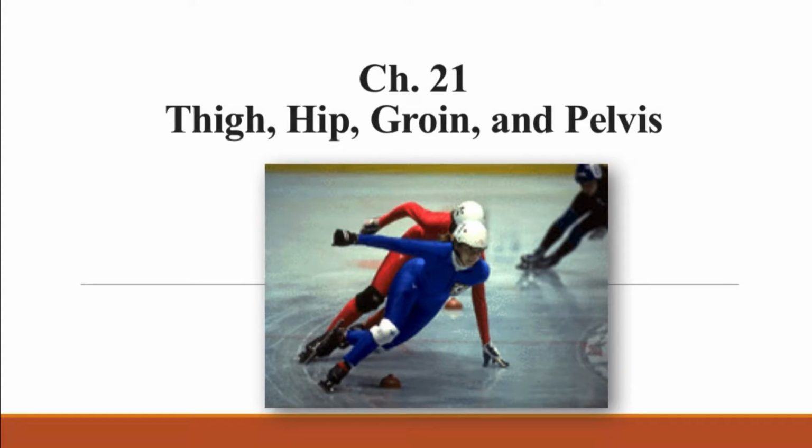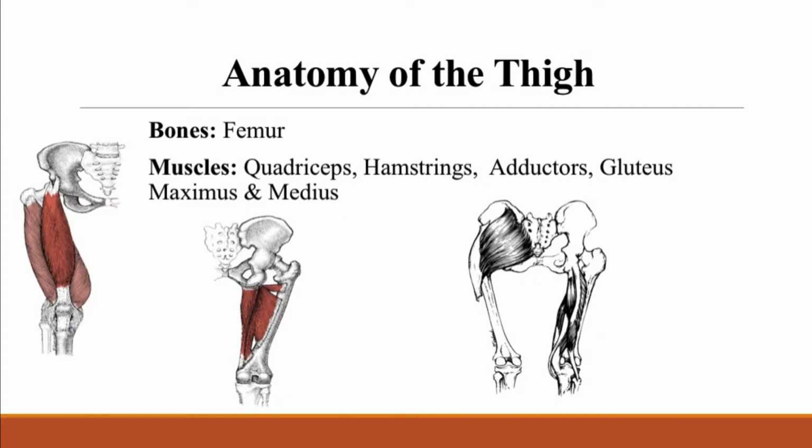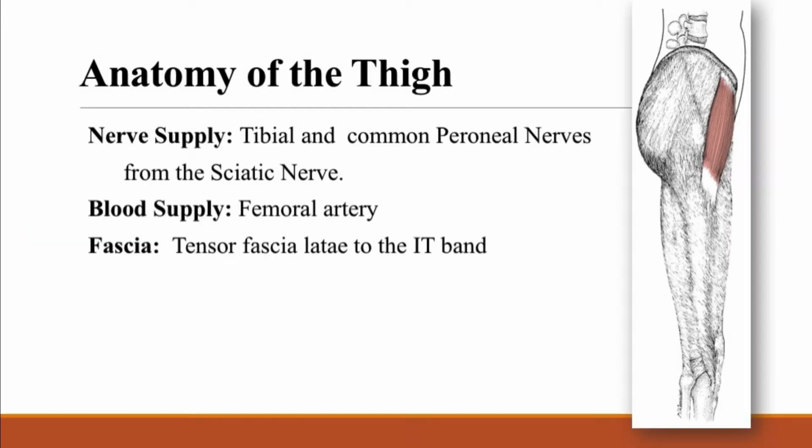Chapter 21. In this chapter, you will learn about the common injuries related to the thigh, hip, groin, and pelvis. We will also cover the assessment of the thigh while discussing the mechanisms of injury, signs and symptoms, treatment, and rehabilitation. Please use the PowerPoints to guide you in your reading. Please review the anatomy of the thigh using the PowerPoints and textbook information.